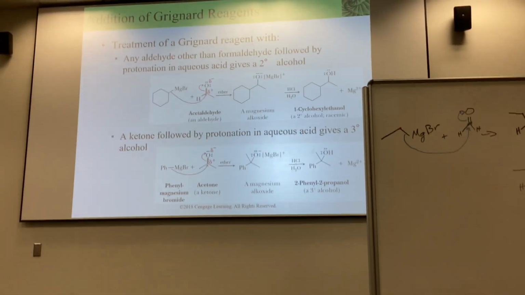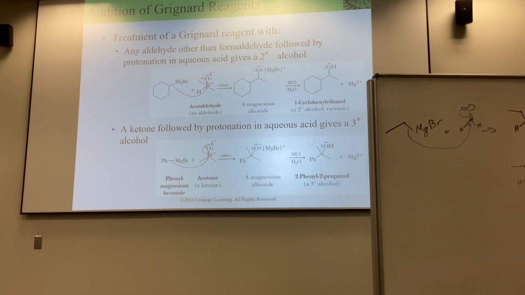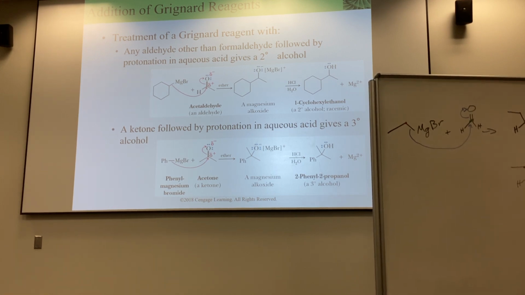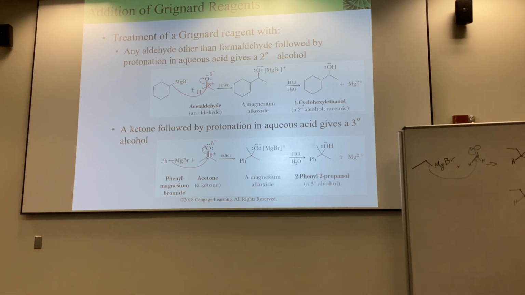Oh, okay. They're saying that if you have an aldehyde that's not formaldehyde, and you use a Grignard reagent on it, you're going to get a secondary alcohol. If you use a ketone, you're going to get a primary alcohol.